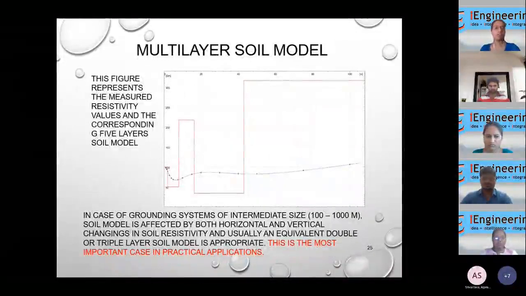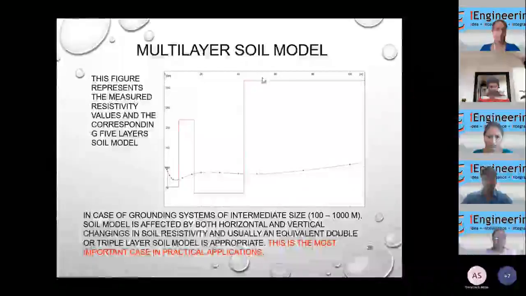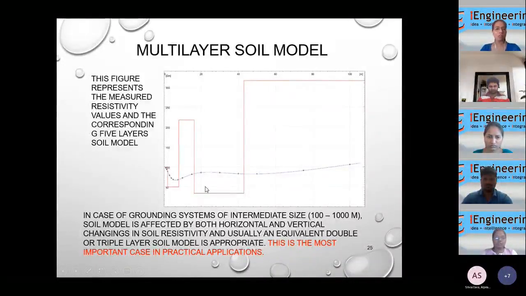Then this figure represents the resistivity. Here you can see the different layers. So this is first, second, third, fourth. Likewise, we can consider the layers. So this is a 5-layer soil model, and here you can see the resistivity and depth graph.